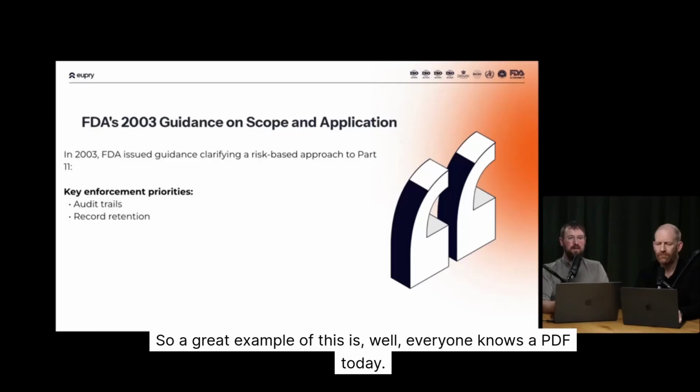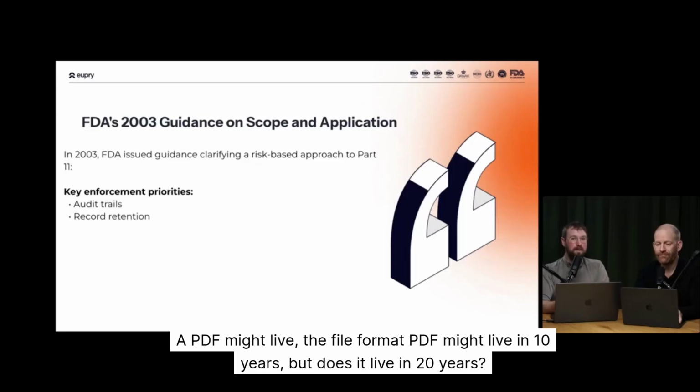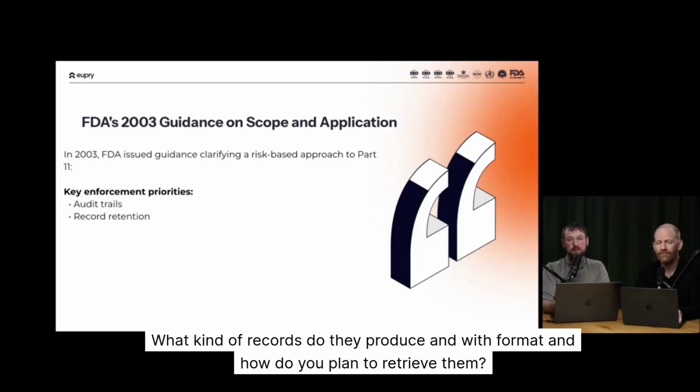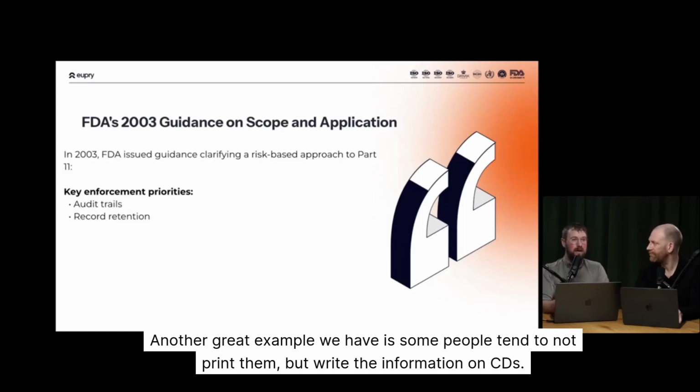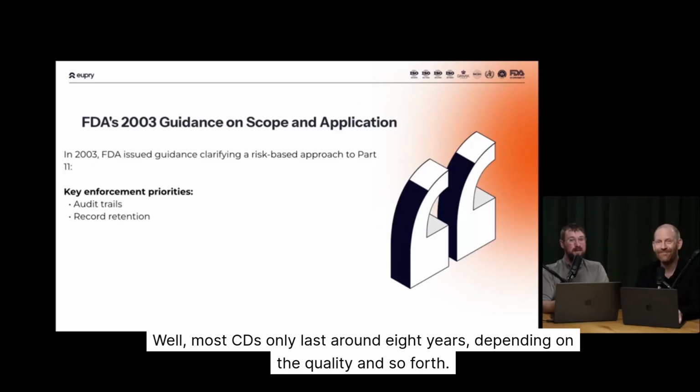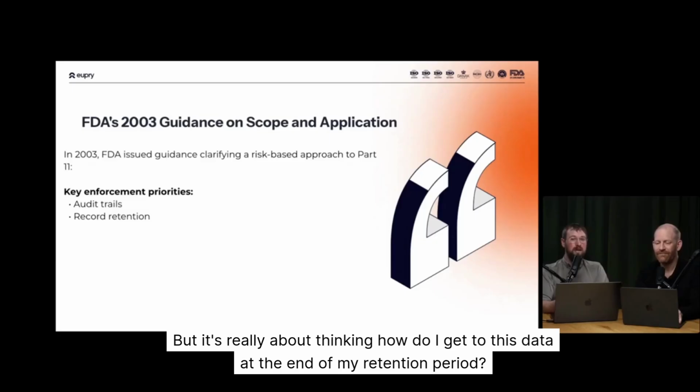A great example of this is, well, everyone knows a PDF today. The file format PDF might live in 10 years, but does it live in 20 years? We don't know. So it's really important to have in your life cycle assessments of your computer systems what kind of records they produce, in which format, and how you plan to retrieve them. Another great example is that some people tend to not print them, but write the information on CDs. Well, most CDs only last around 8 years, depending on the quality and so forth. But it's really about thinking, how do I get to this data at the end of my retention period?